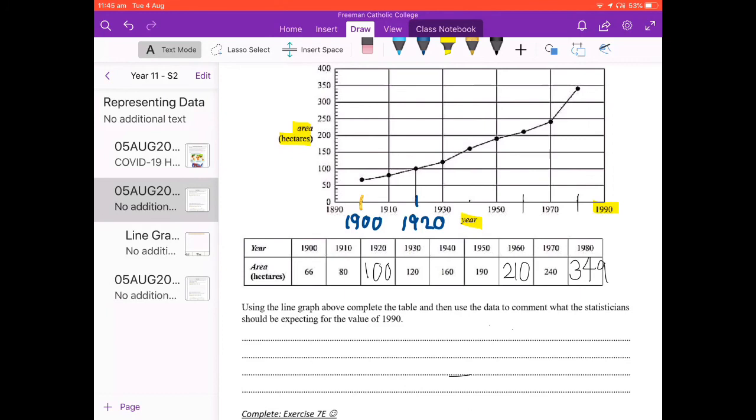Now, having a look at both the table and the graph, you would notice that between 1900 and 1970, there is, roughly speaking, a 20 to 30 hectare jump between each year. Now, I did say roughly speaking, because from 1900 to 1910, it's less than that. However, if we assume that the data is correct and that there are no anomalies, from 1970 to 1980, there is a jump of 100 hectares. So we would expect that in 1990, there would also be a jump of approximately 100 hectares. So 349 plus 100, like I said, we are roughly speaking. It's a prediction, so it doesn't need to be exact. So in 1990, we are looking at approximately 440 hectares being eaten.